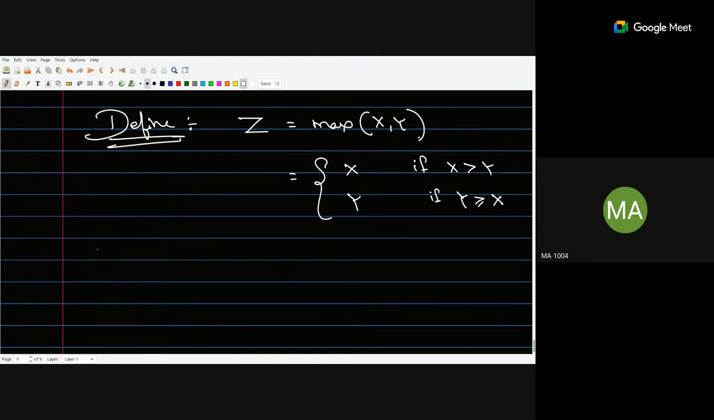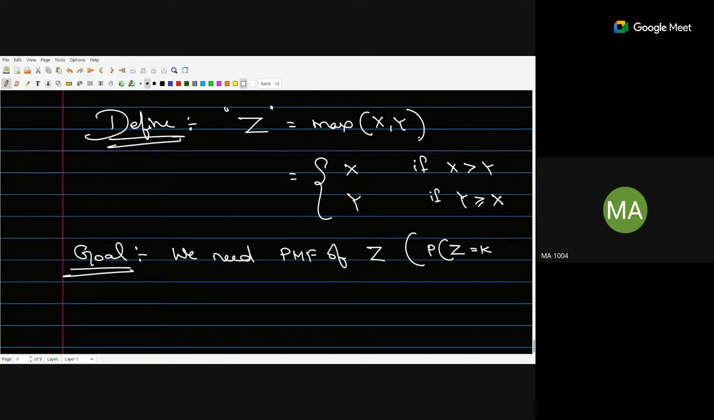Now I will give you the visual interpretation of how you compute the PMF of z. This is our goal now. From here, we need the PMF of z. In particular, I just need the probability that z is equal to some k. So what is this? We know the distribution of x.